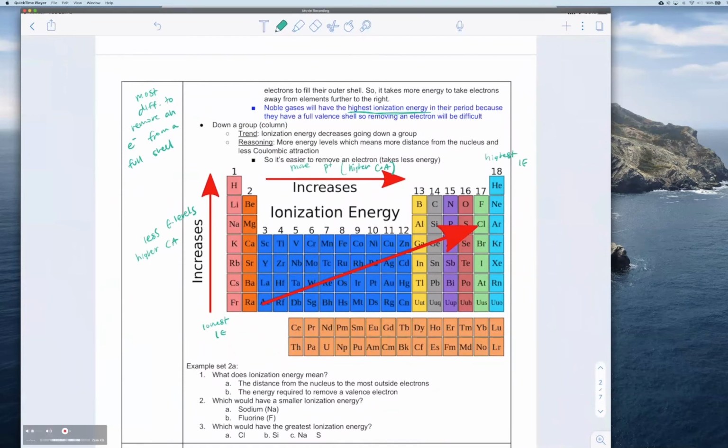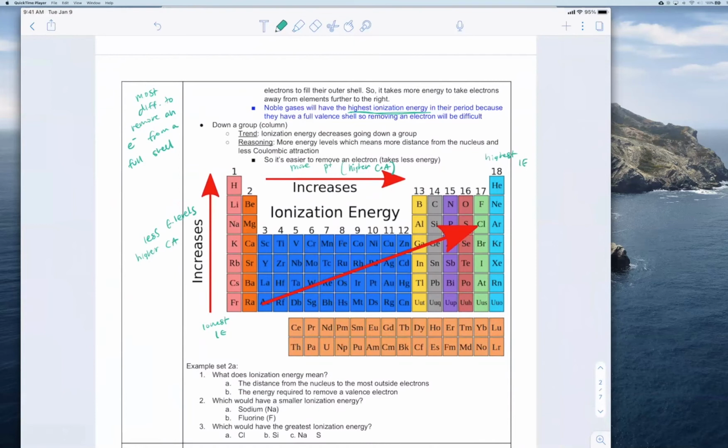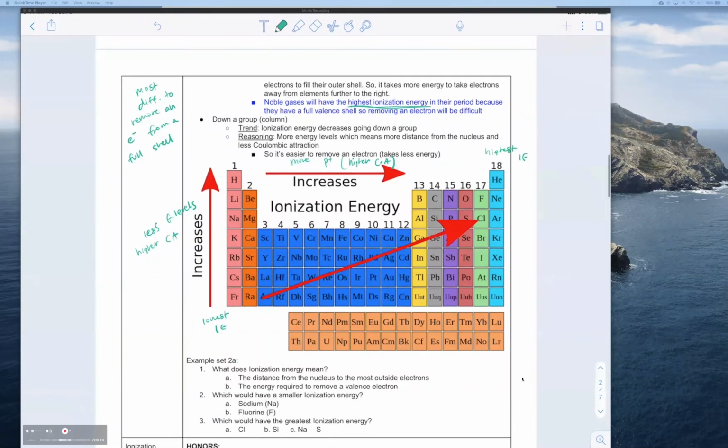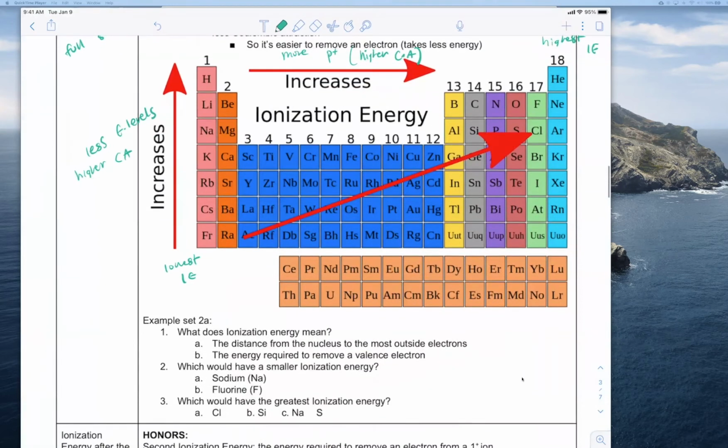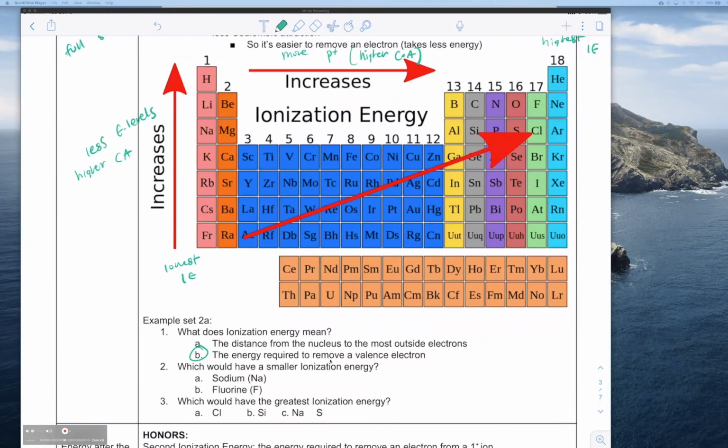Okay, now why don't you guys try these questions here? Okay, so pretty straightforward, right? So ionization energy, what does it mean? It's the energy required to remove an electron. Distance from the nucleus, that's the atomic radius. And then which would have a smaller ionization energy? So you have sodium over here and fluorine here. So again, whatever's closest to this corner would have the lower or smaller ionization energy. So that should be sodium.